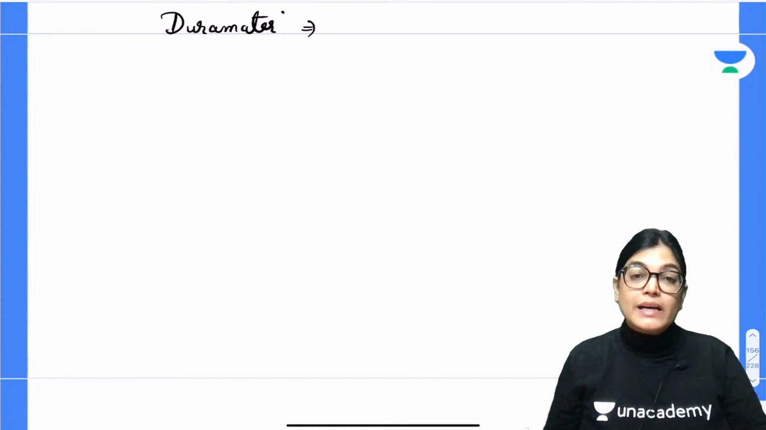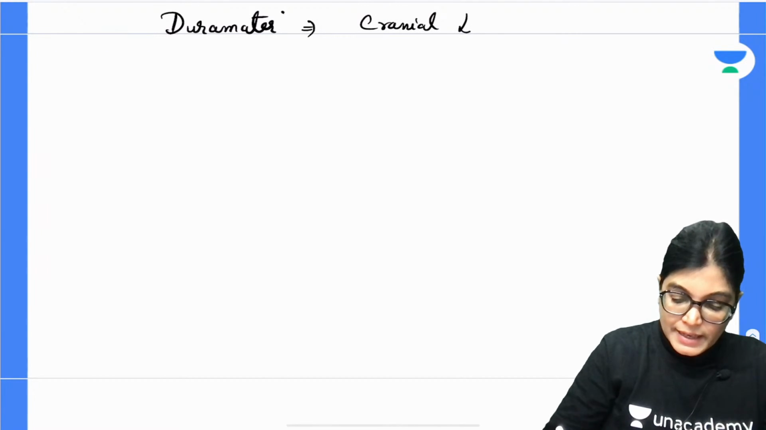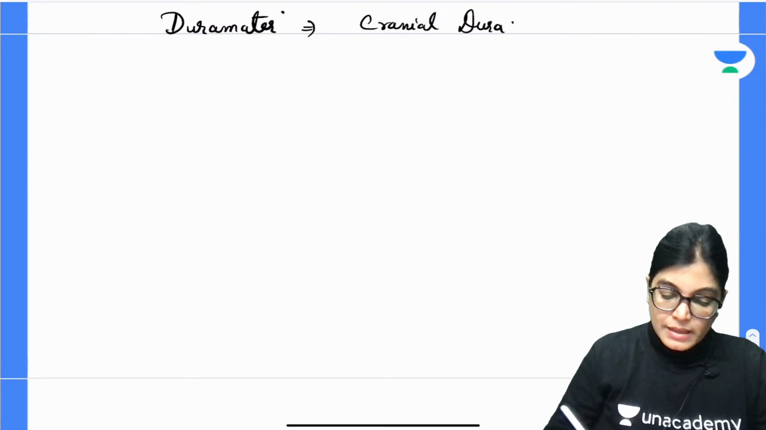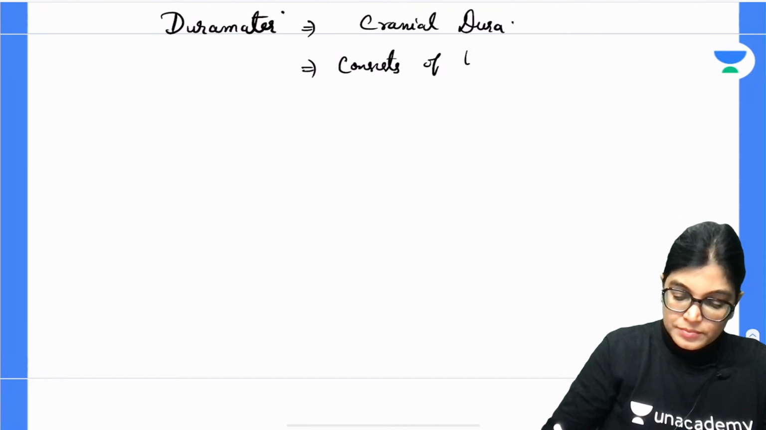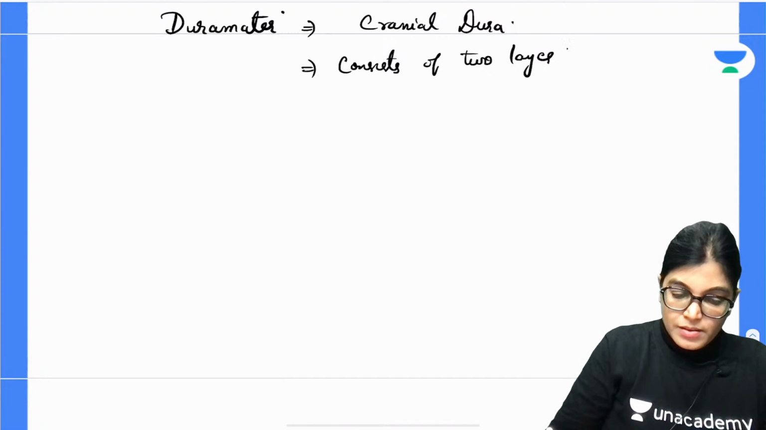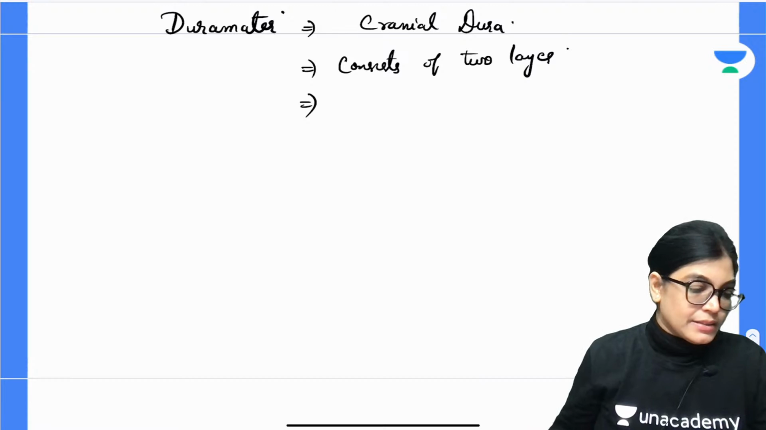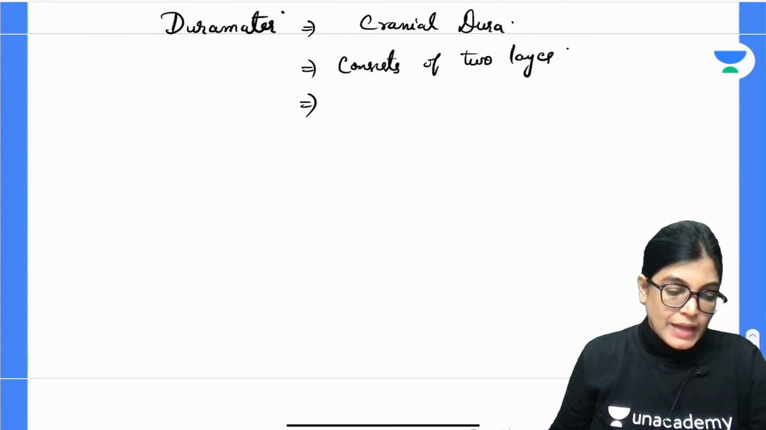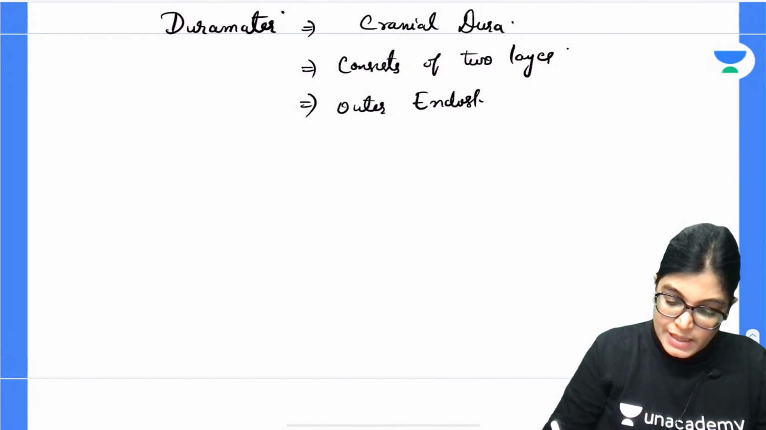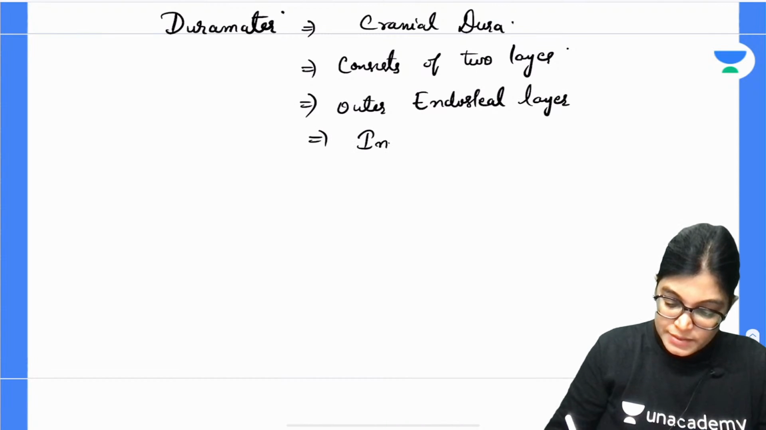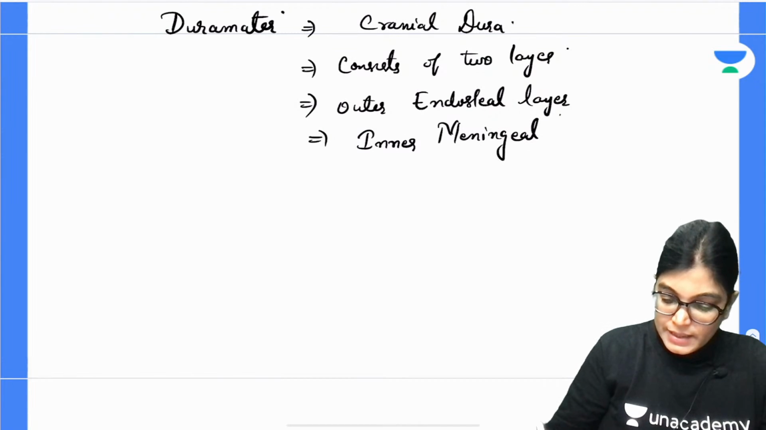Now, dura mater in the cranium, I would like to stress more upon the cranial dura here. The cranial dura consists of two layers. My dear aspirants, what is the name of those two layers? Outer endosteal layer and inner meningeal layer.